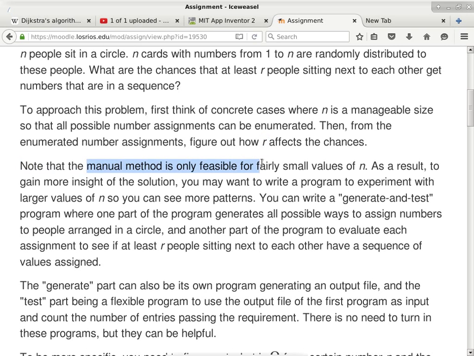So the manual method is only feasible for a fairly small value of n. I would just say up to 4 is okay, but 5 is probably a little bit too much. You can still do it, it's just a little bit too much. As a result, to gain more insight of the solution, you may want to write a program to experiment with larger values of n so that you can see the pattern. Okay? So the way you do it is to use a generate and test method. A generate and test method is one of the oldest classical methods in AI or artificial intelligence, which is kind of like a brute force approach.